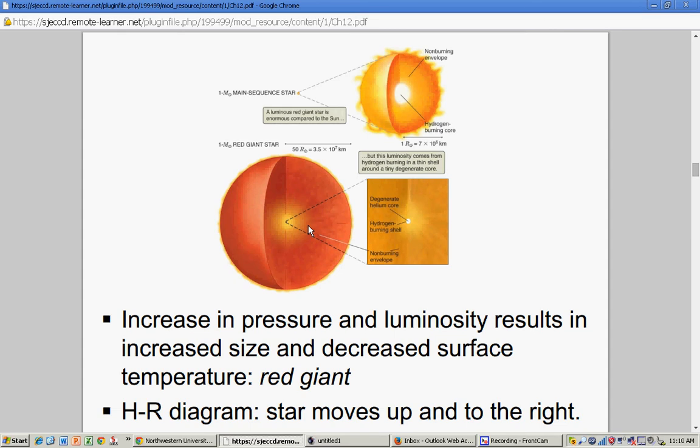And as we learned previously, cooler gas in astronomy means redder gas, redder color. So the star becomes bigger because it expands, but cooler or redder. So the star is called a red giant. Okay, so two things happen: core contraction and star expansion.